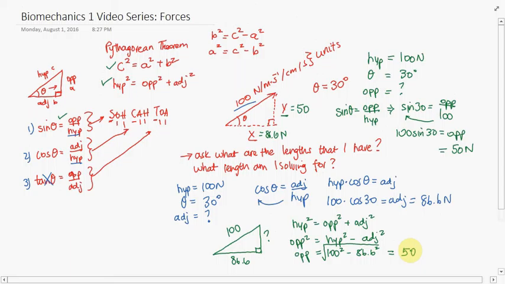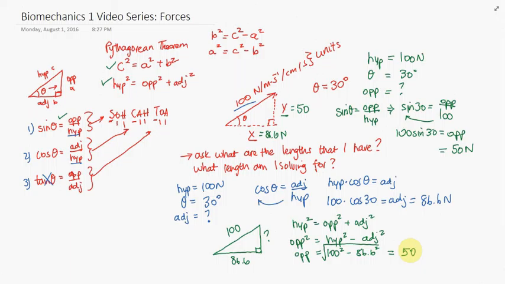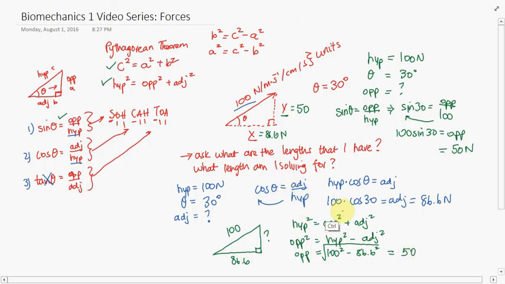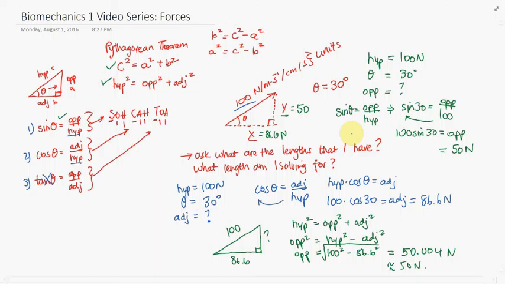Let's just double check that. 100 squared minus 86.6 squared. And then I'll take the square root of that, and I sit with 50. And it's got a couple of decimal places. It looks something like this, where it's 50.004 newtons. But when we round it off to the nearest number, that's pretty much 50, right on the dot. Okay, so either way we sit at the same point. The maths is all adding up, and that's kind of how you would solve the three sides of a triangle.